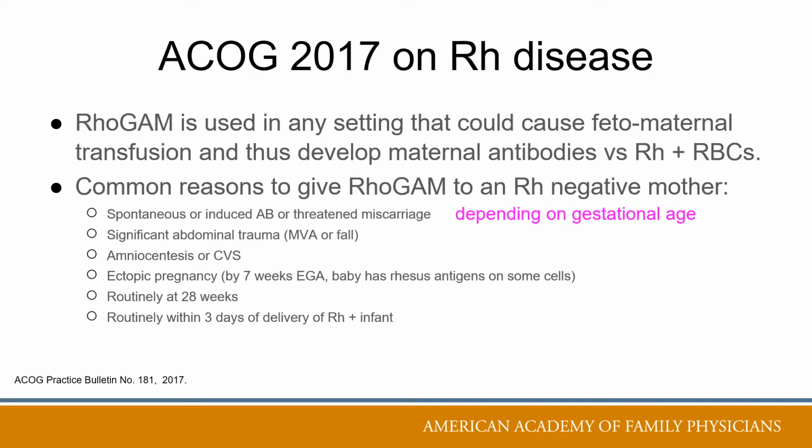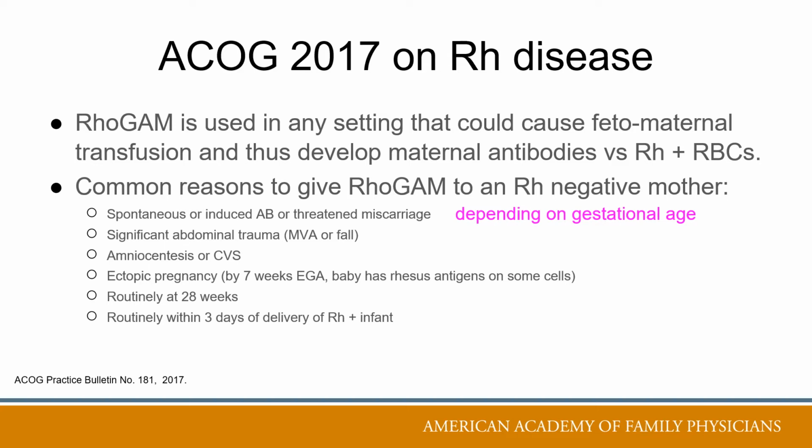The American College of OBGYN has put together a set of guidelines regarding the use of RhoGAM in any setting that could cause feto-maternal transfusion, and thus the mother can develop maternal antibodies to Rh-positive red blood cells. Some common reasons to give RhoGAM to an Rh-negative mother include spontaneous or induced abortion or threatened miscarriage. This does depend upon the gestational age. There are some groups that do not recommend giving RhoGAM prophylactically in cases of spontaneous complete miscarriage before 12 weeks of gestation if the uterus was not instrumented.